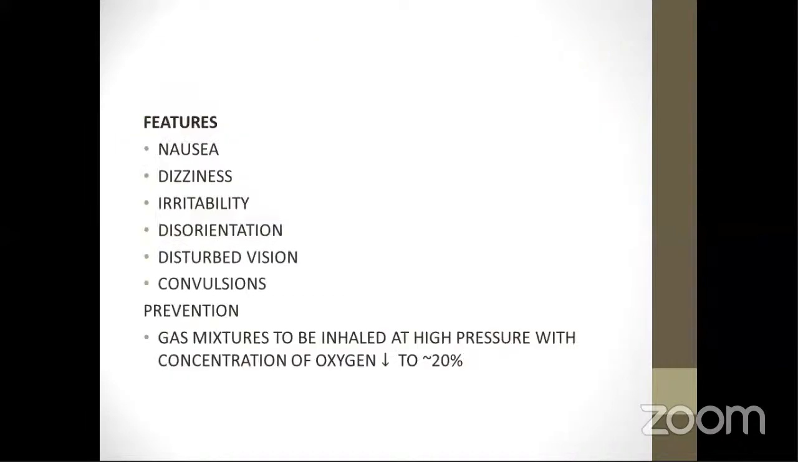And what are the features? There will be nausea, dizziness, irritability, disorientation, disturbed vision, convulsions. And how will you prevent this oxygen toxicity? Gas mixtures to be inhaled at high pressure with the concentration of oxygen decreased to 20%. So in the breathing mixture, the oxygen concentration is reduced. Okay. Gas mixtures with concentration of oxygen decreased to 20%. That is how you can prevent this oxygen toxicity.